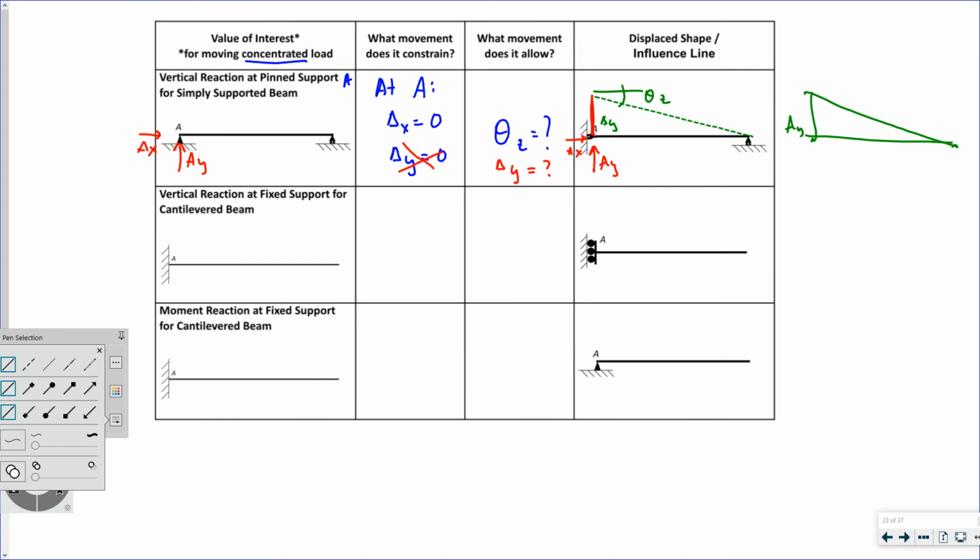That means if I put my concentrated load right at A, I would have my maximum reaction force in the vertical direction at A. If I put my concentrated load over at the other end, I would have no reaction at A in the vertical direction.